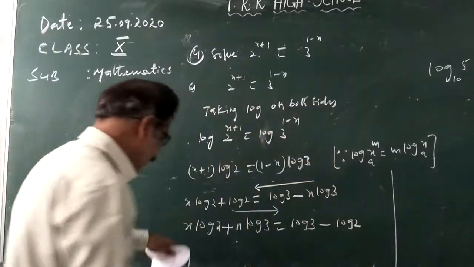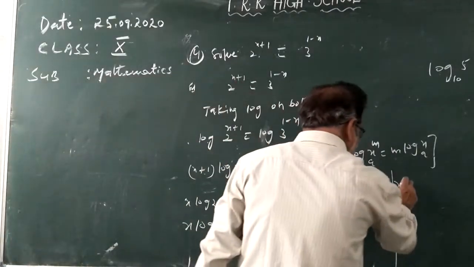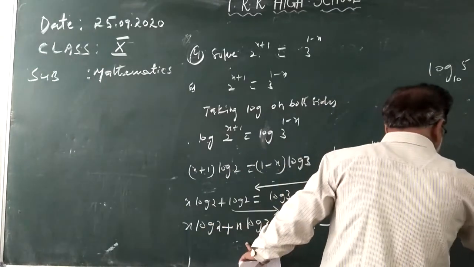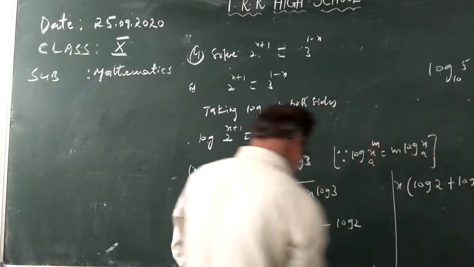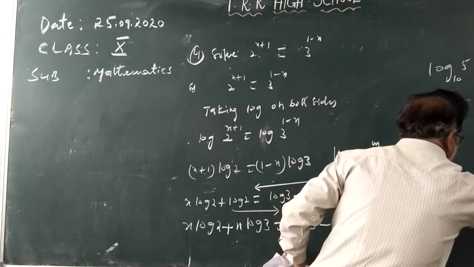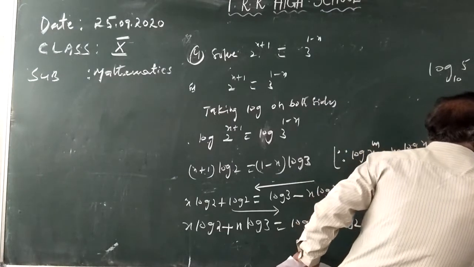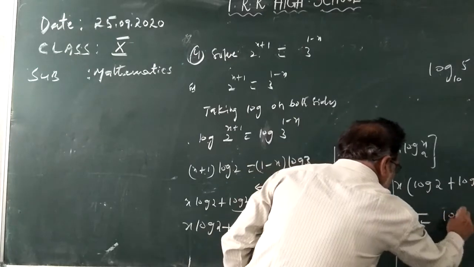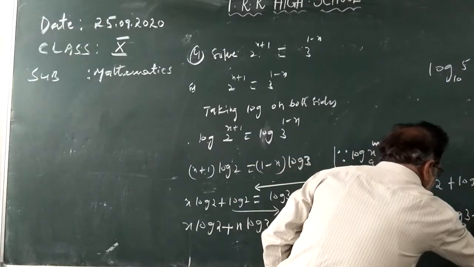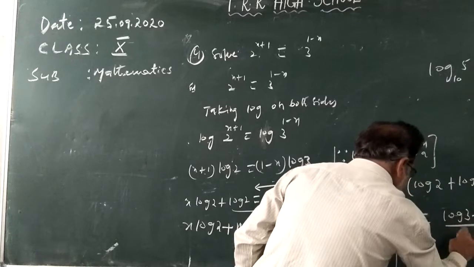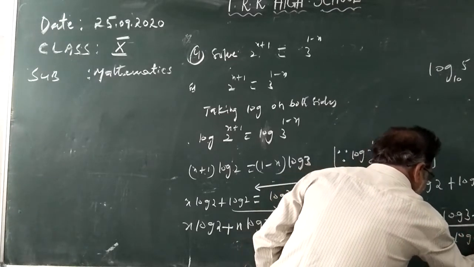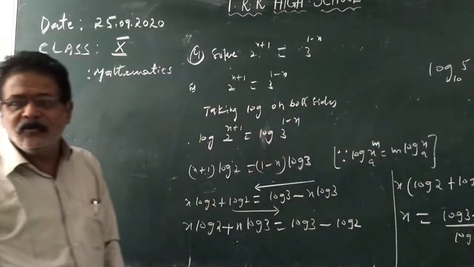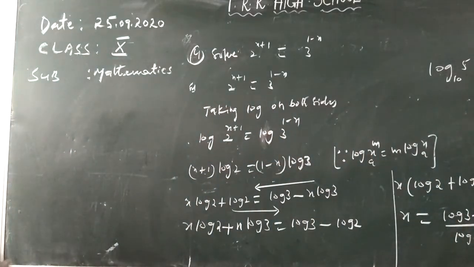After that, take x common. When you take x common, we get log 2 plus log 3 equal to log 3 minus log 2. Now we need to find x. x is equal to (log 3 minus log 2) divided by (log 2 plus log 3). This is the x value. This is the way of solving such problems.